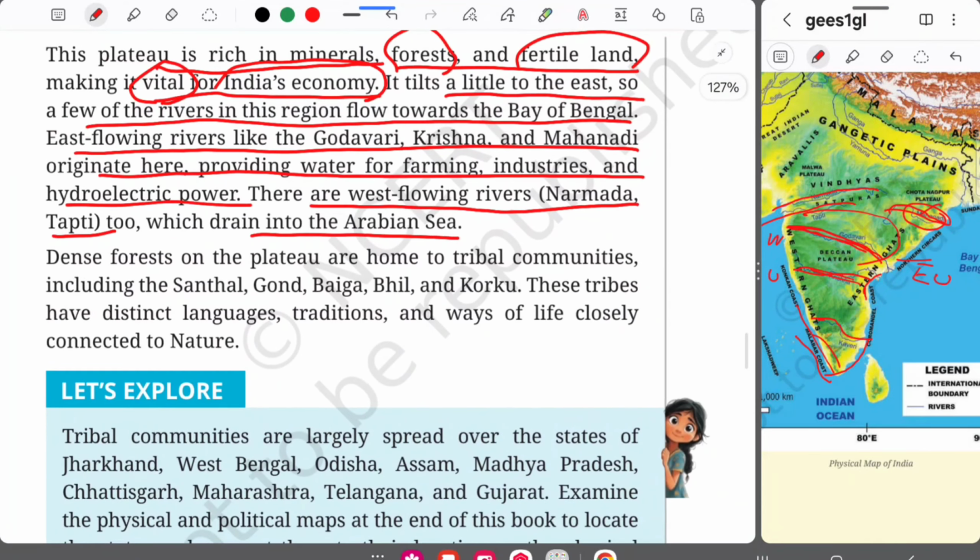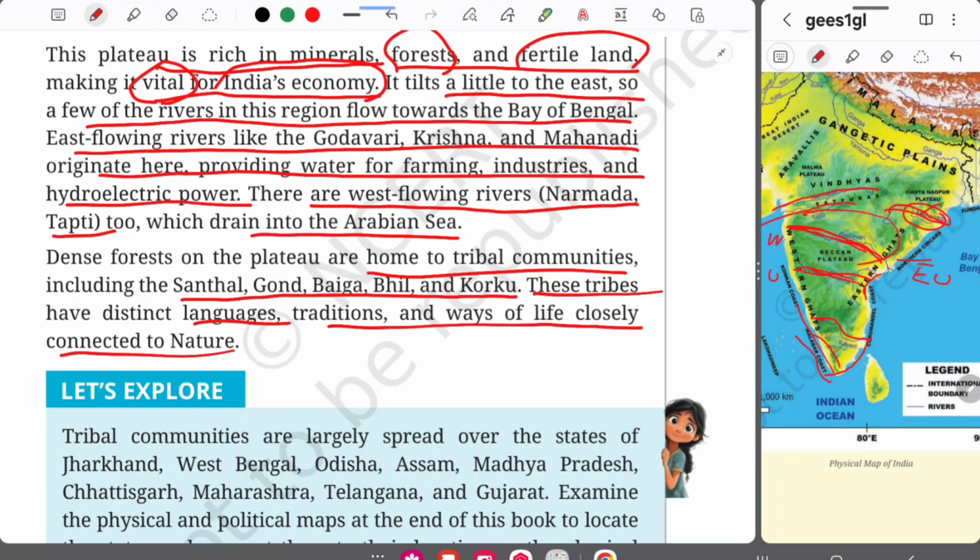Dense forests on the plateau are home to tribal communities including the Santhal, Gond, Baiga, Bhil and Korku. So this dense forest in the plateau is home to many tribal communities like those mentioned here: the Santhal tribe, the Gond tribe, the Baiga tribe, the Bhil tribe and the Korku tribe. These tribes have distinct languages, traditions and ways of life closely connected to nature.